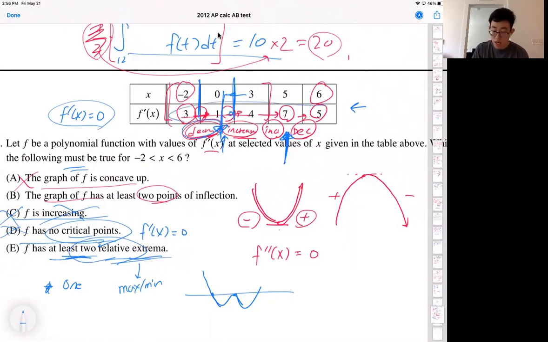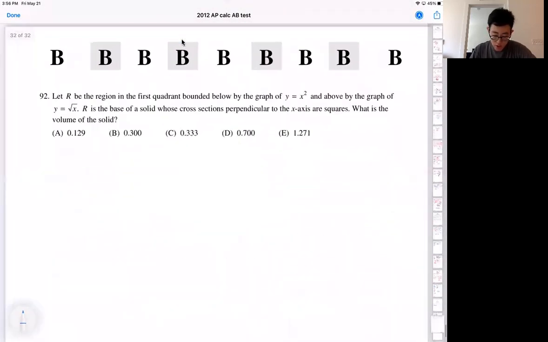But based on how it's changing, decreasing to increasing, between those two there's got to be a point of inflection. So this is a must situation. So the answer that's left over is just going to be B. This is just testing you to see whether you understand the second derivative test, point of inflection, and all that good stuff here. Okay. All right, last question, number 92.